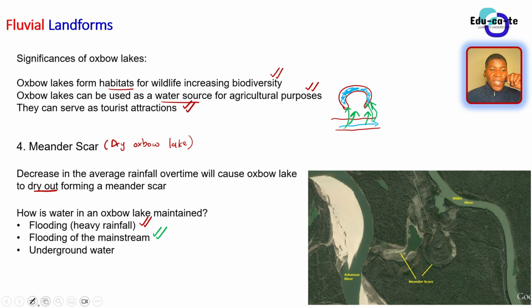underground water. So basically underground water can also play a role in maintaining the water inside an oxbow lake, because underground water, remember, it comes from that water table, the highest level. So if it happens that the water table is above that riverbed in an oxbow lake, then the oxbow lake will be able to continue getting the supply of water from the underground. So basically, these are the three ways in which the water in an oxbow lake can be maintained.